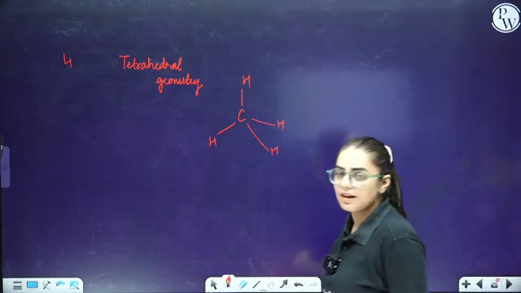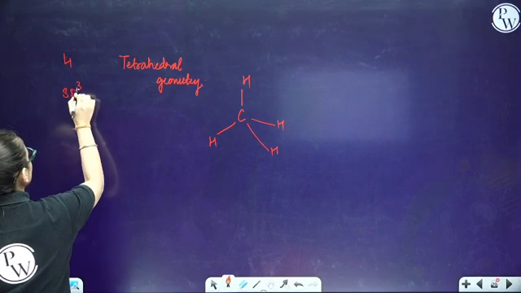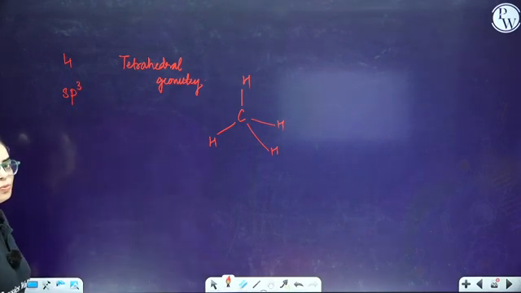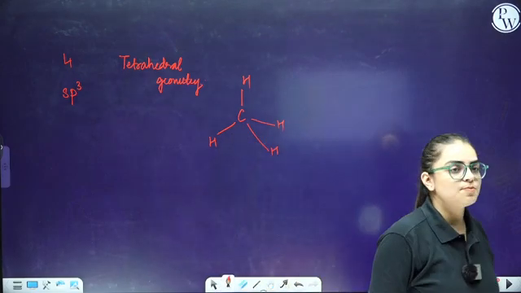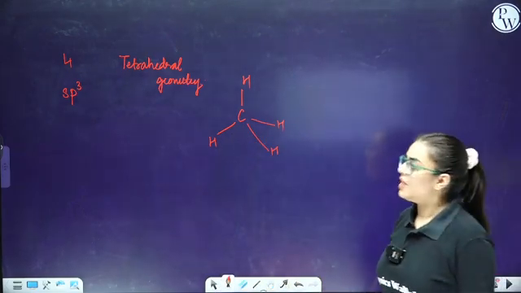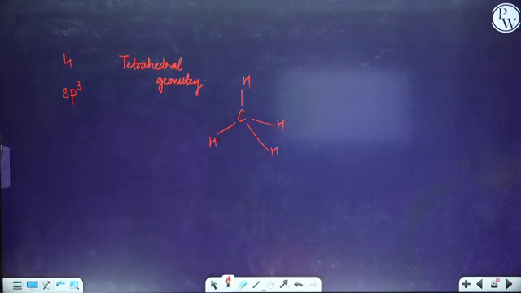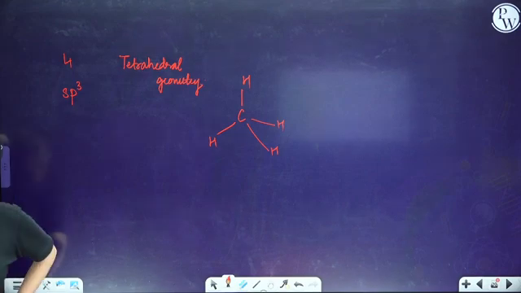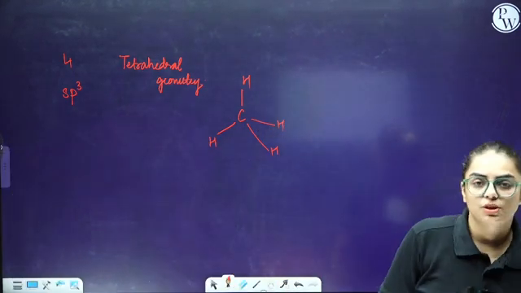And what will be the hybridization, ma'am? See, for 4 it is 1s and how many p? 3p. So the total sum comes out to be 1s and 3p, that means the sum comes out to be 4. It is sp3 hybridization that takes place over here. Clear? 109.28 degree is going to be the bond angle for this particular case.